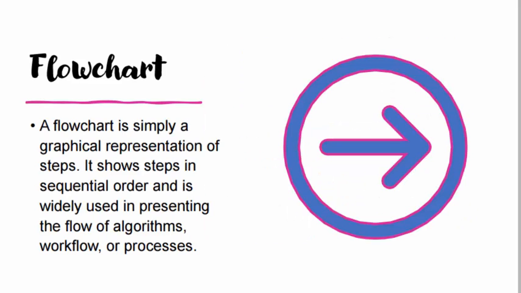Another way to represent a program is through the use of a flowchart. A flowchart is simply a graphical representation of steps. It shows steps in sequential order and is widely used in presenting the flow of algorithms, workflow, or processes.